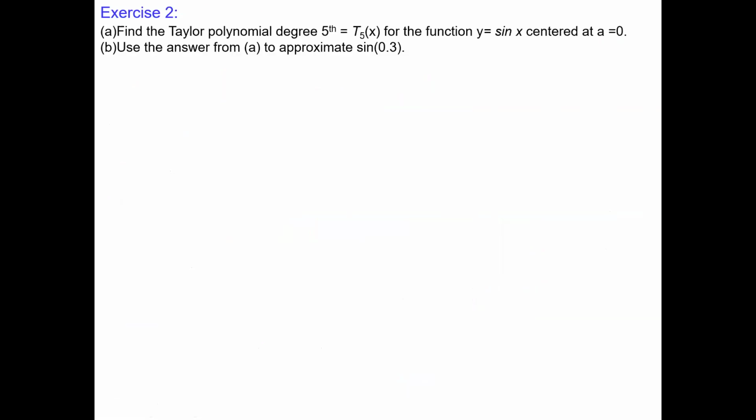Find the Taylor polynomial of degree 5 for the function sine of x centered at 0, and now use the answer from A to approximate sine of 0.3. One of the main reasons is that we can get values of the function sine of x for certain values, for instance, from the unit circle: sine of pi over 3, sine of pi over 4, sine of pi over 6. Everybody knows these values, right? Sine of 0, of course. But for 0.3 or for most of the values, it's not easy to approximate. That's why we will need the polynomial.